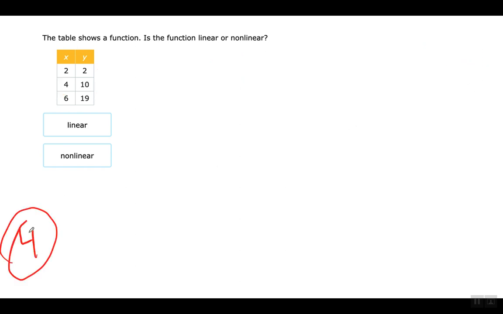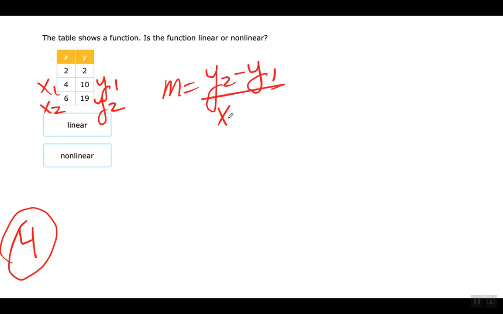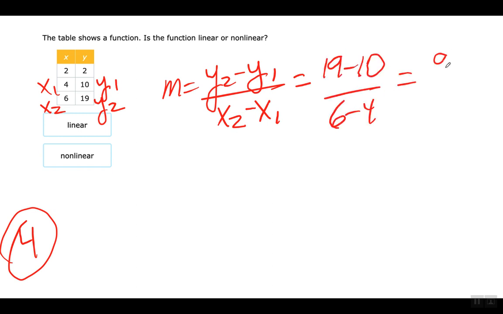Now let me try the bottom two. x1, y1, x2, y2. Here's my formula. On the top, it's going to be 19 minus 10. On the bottom, 6 minus 4. 19 minus 10 is 9. 6 minus 4 is 2. Did I do that right? Yeah, I did it right. So this gives me 9 divided by 2 is 4.5. All right? 9 divided by 2 is not 4. So this is going to be nonlinear because I got two different answers.